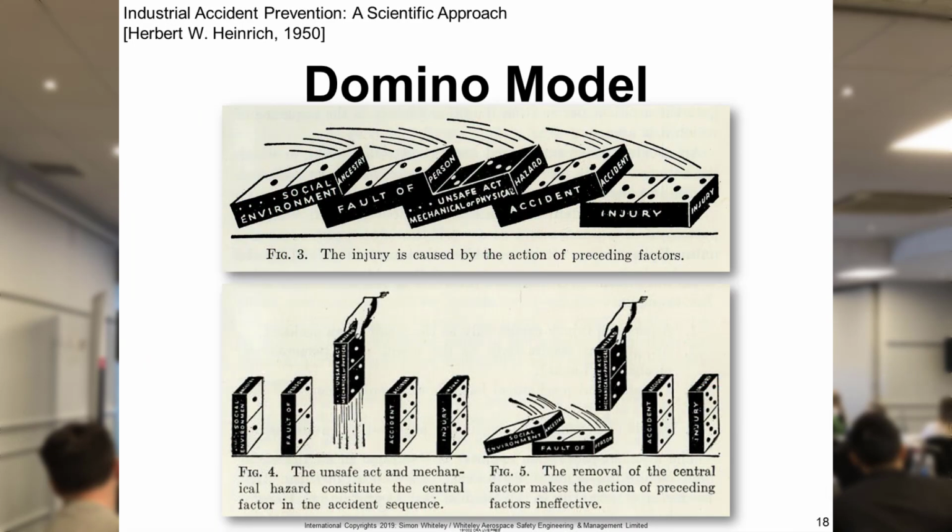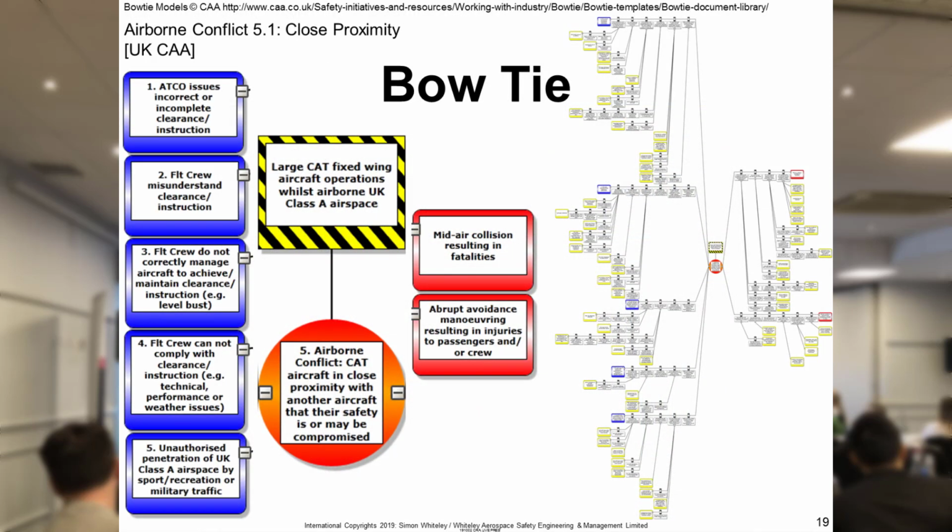Hands up who's familiar with this one. So this is Heinrich's Domino Model. Same sort of principles, linear progression from cause to effect. If you remove one of the dominoes, you prevent the progression to an accident, and everyone should be fine, everyone should be safe. Hands up who's familiar with bow ties. Excellent. So this is just another example of the same principles of linear accident causation.